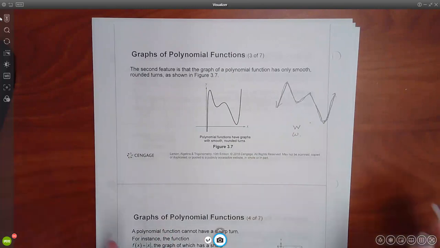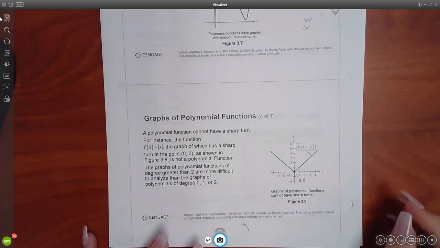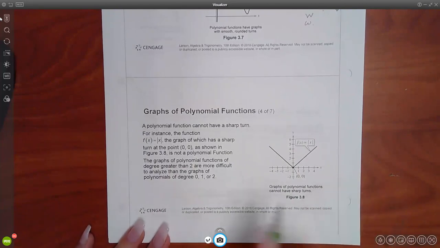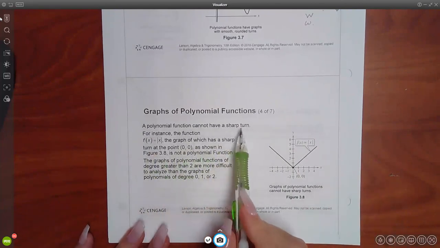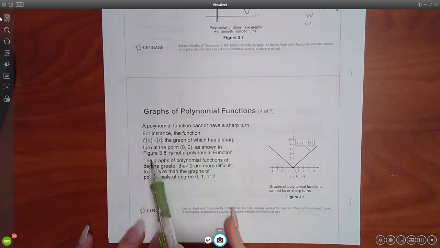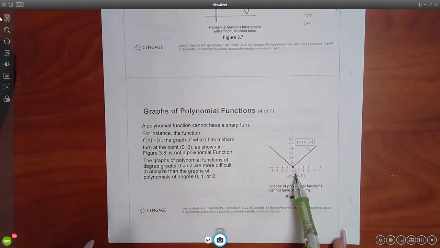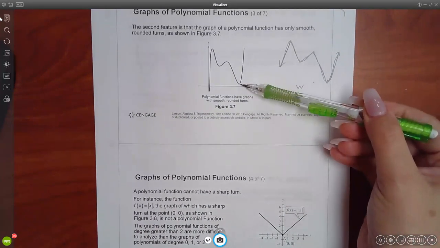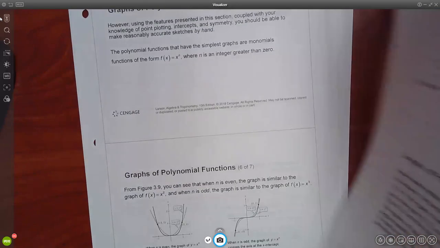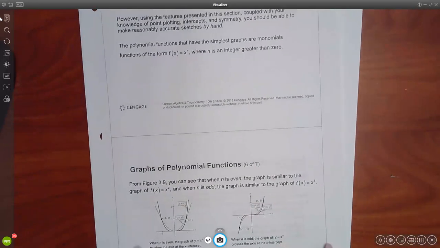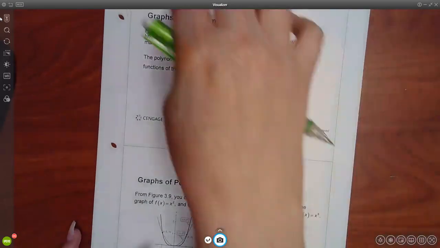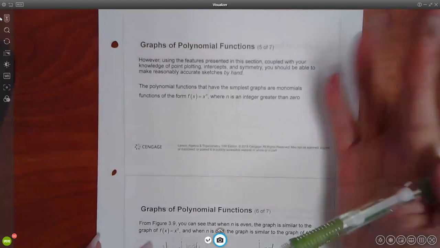Okay, that's it. It's not anything complicated too bad yet. A big old paragraph for what? So a polynomial cannot have a sharp turn. We just talked about that. And it's just giving us an image of a graph that does have a sharp turn so that you can tell the difference between a sharp turn and a smooth rounded turn. But not too much so far, it's not that bad, but it's gonna be a bunch of little tidbits like that in this section.